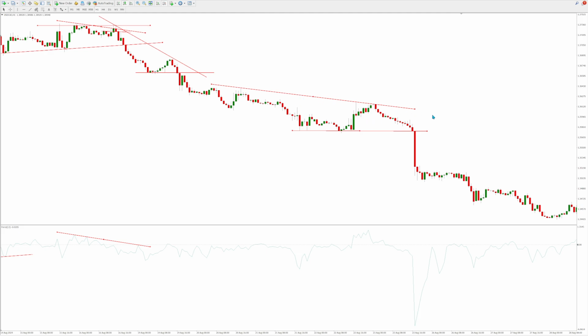This is a wedge formation, or descending channel, if you like. Lots of bearish candlestick formations there. It's just clear indications, and there's no coincidence there's that big bar there.